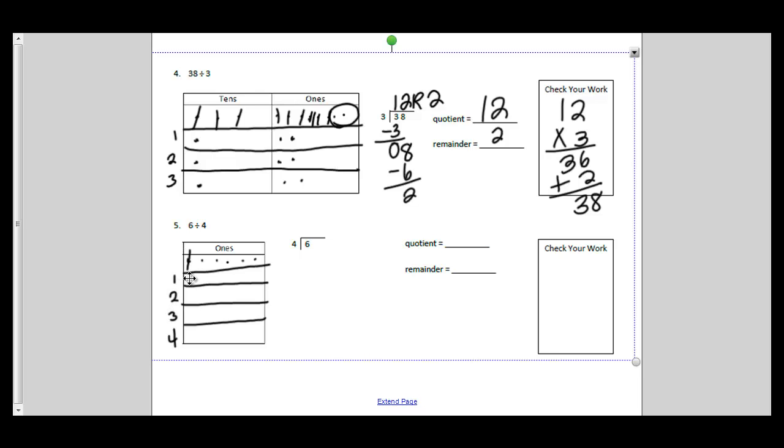All right, so I'm going to put 1 in each group. 1, 2, 3, 4, and then I have 2 left over. So my quotient would be 1 with a remainder of 2. So when I put 6 into 4 groups, I had 1 in each group, and that used 1 times 4, which is 4 ones. I had 2 left over, so I have 1 remainder 2. So 1 times 4 is 4, plus my remainder, which was 2, gives me a total of 6.